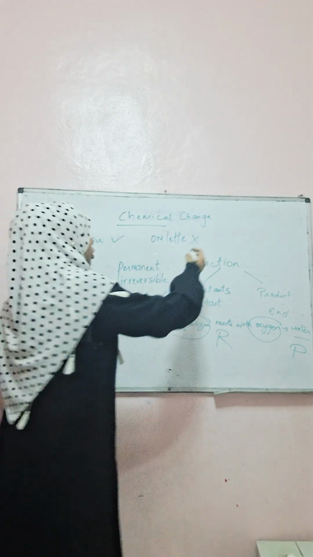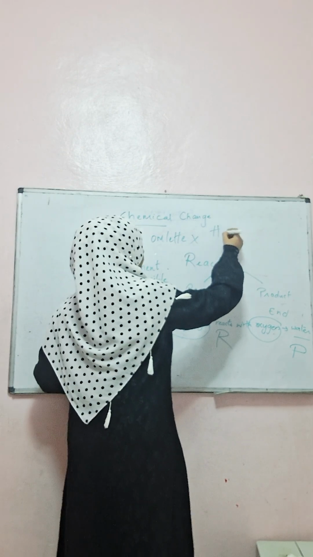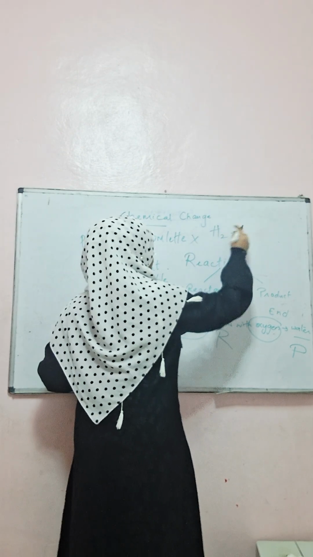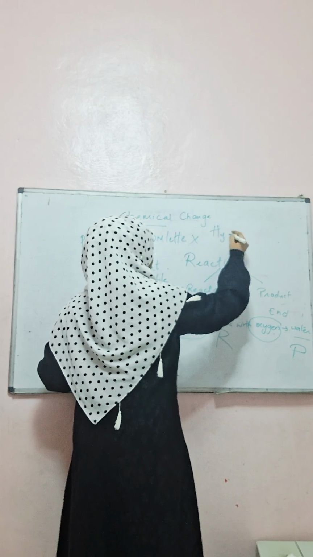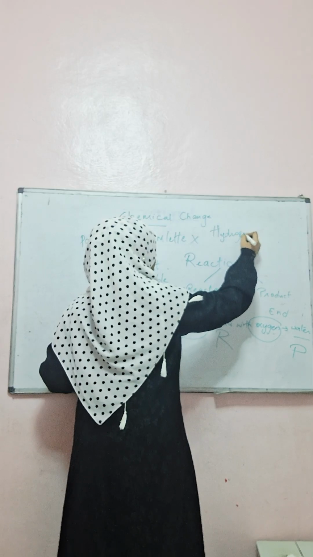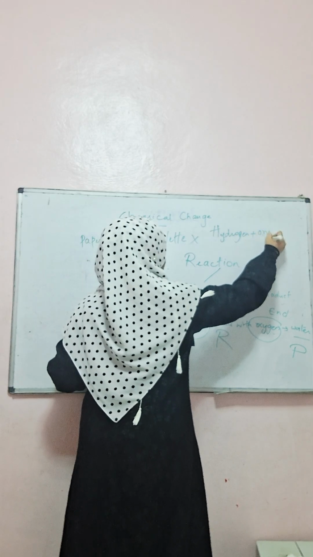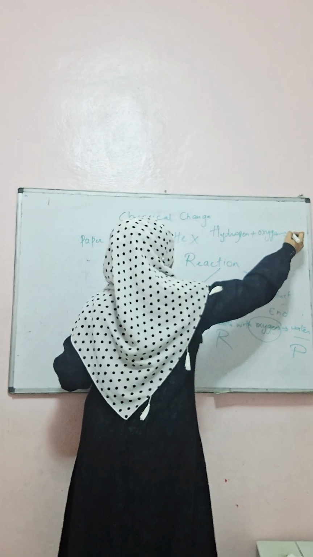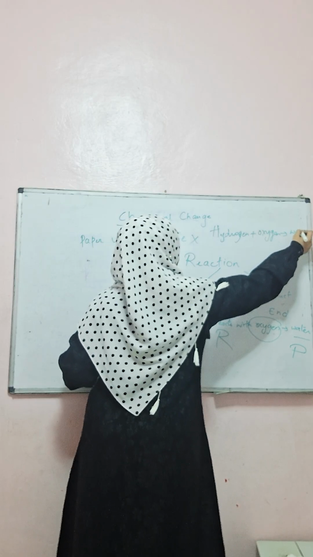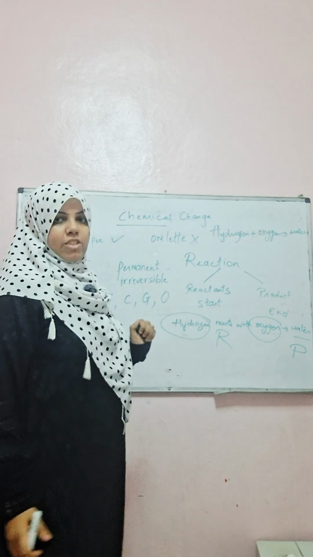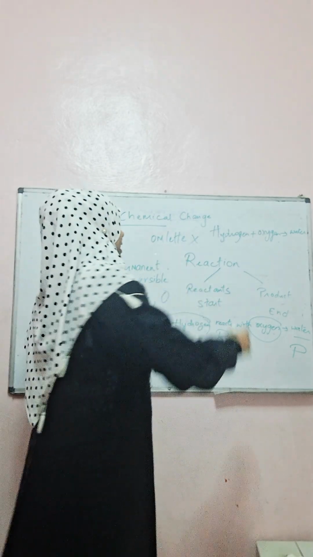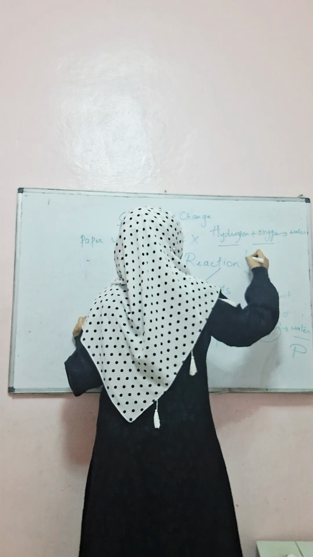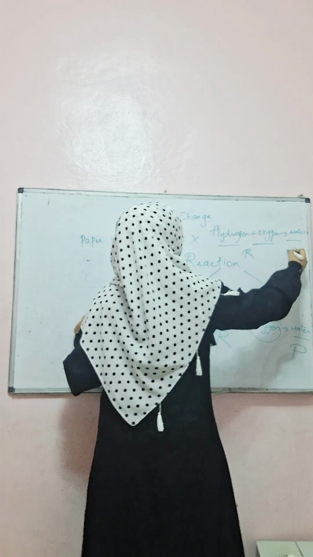Sometimes a reaction may also look like this. Hydrogen, okay, let me write the word form. Hydrogen plus oxygen forms water. In this case also my reactants will be, first question, what do I have at the side? I have hydrogen and oxygen. These are my reactants and water is the product.